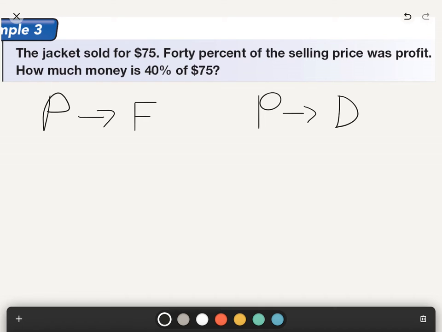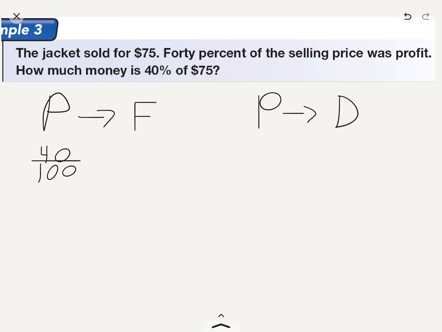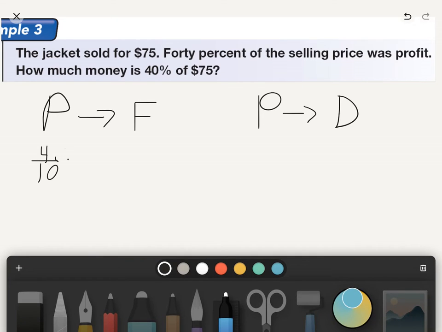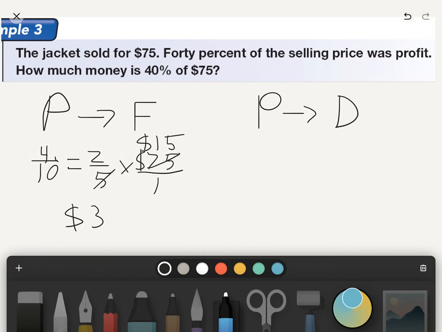So for this one, if we're converting this to a fraction, 40% is really 40 hundredths, right? And then I can just erase these 2 zeros. I'm dividing each one by 10 is the actual mathematical operation I'm doing. And then I can simplify that to 2/5, right? And so then I can do 2/5 times $75. So let's see, 10 plus 5, $15, and then 2 times 15 will get me $30.